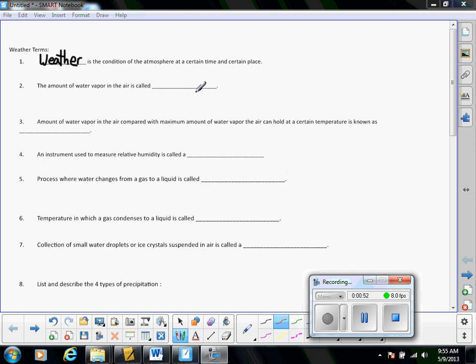The amount of water vapor in the air is called humidity. The atmosphere, as you know, contains water vapor, and the amount of water vapor in the air is important to what type of weather that you are having at the time. So humidity: the amount of water vapor in the air.